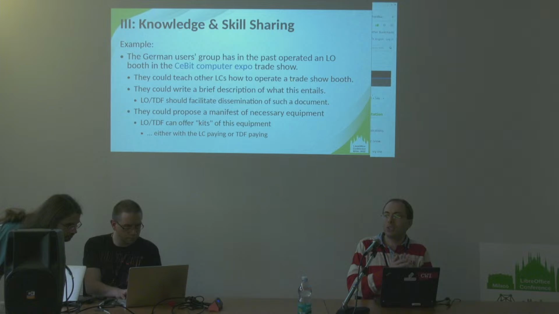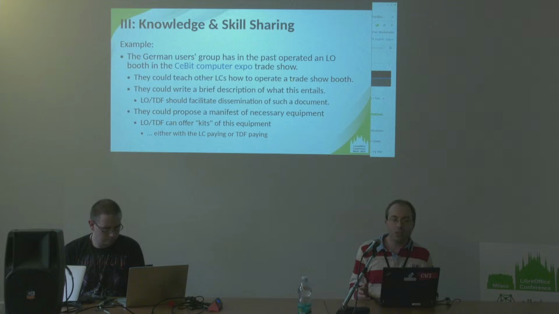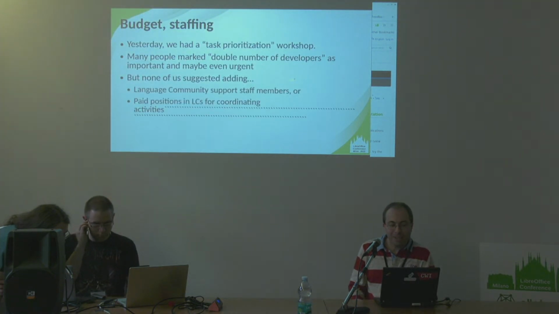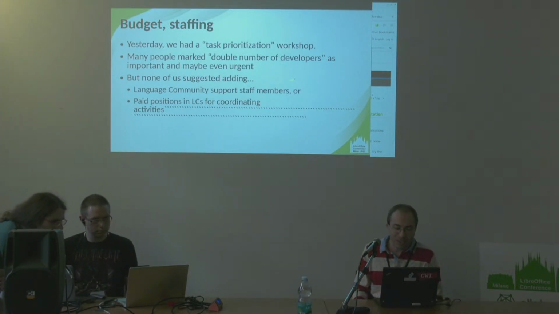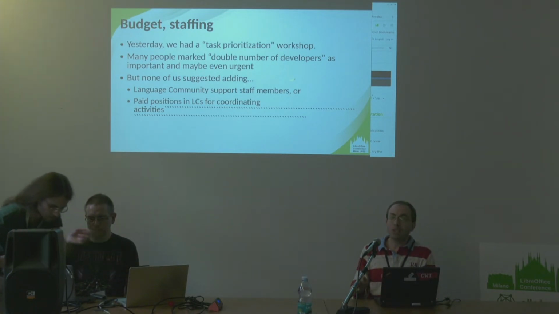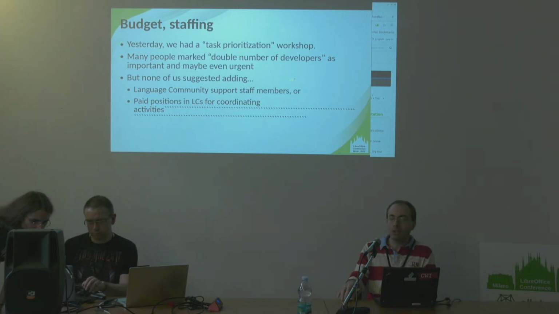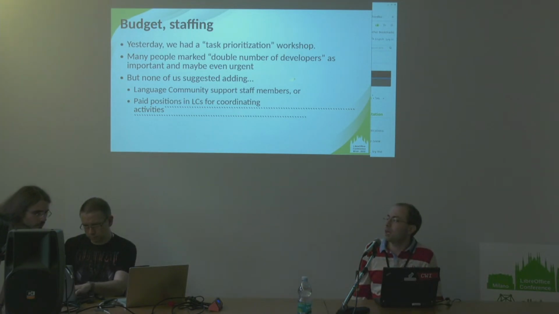And we should also think about what a language community can do for other communities if it's more established, and what the foundation or people in the project, developers or in other capacities, could do to facilitate the interaction. So that's basically it. There's also budget and staffing, which we might need to think about to carry out some of these suggestions. Yesterday we did the task prioritization, and a lot of people suggested more developers, and nobody said, including myself, more language community support staff. So another thing to think about.